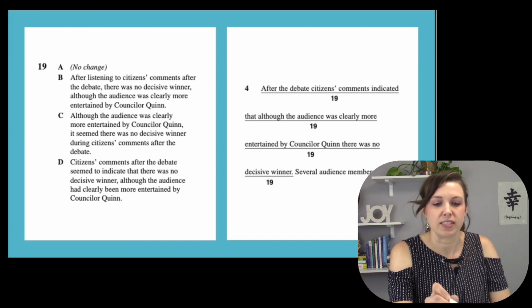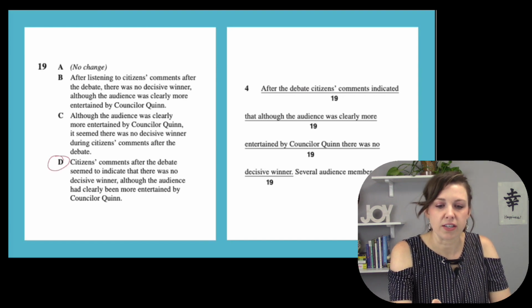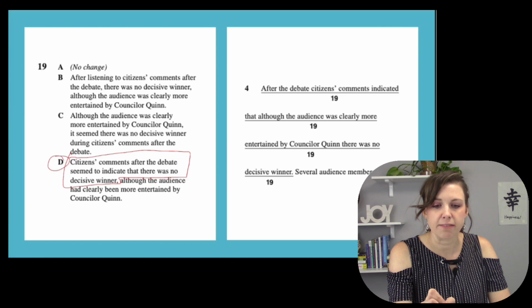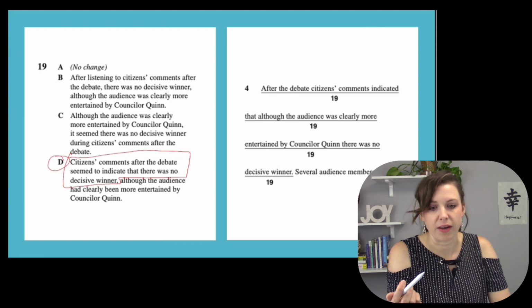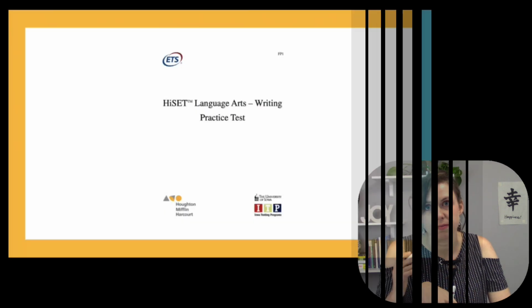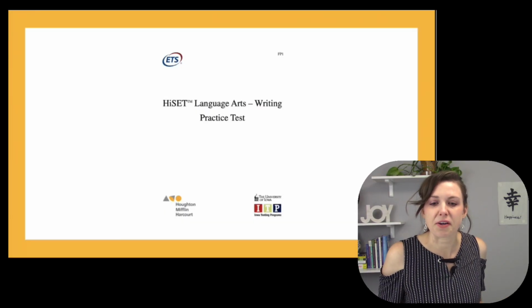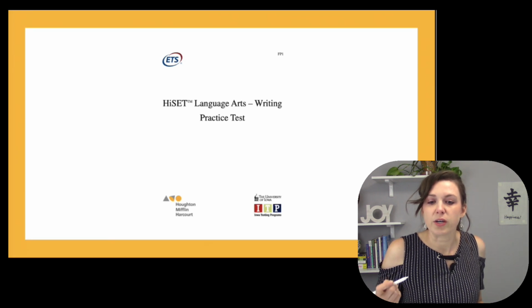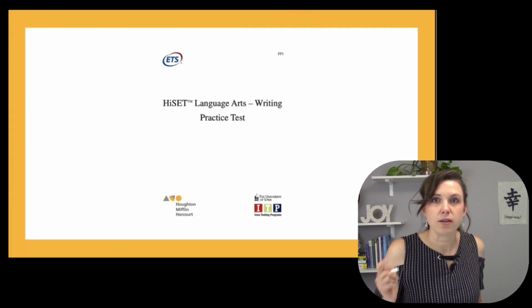It's actually going to be D. So notice here the first part of the sentence is right to the point, right? And then it gives us a little bit more information about Councillor Quinn. So those 19 questions that we went over came from the HiSET Language Arts Writing Practice Test 1.